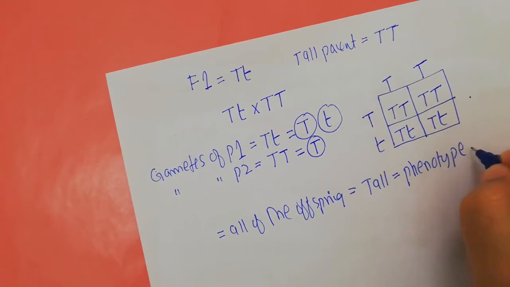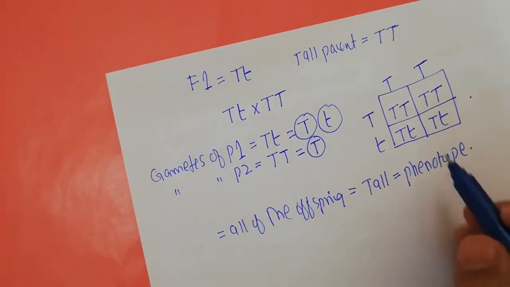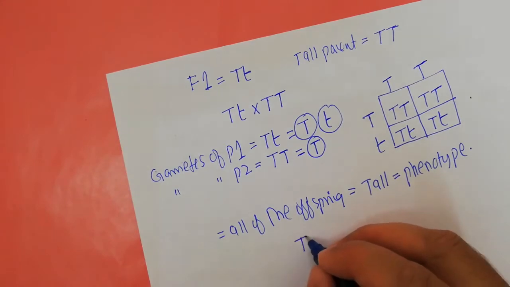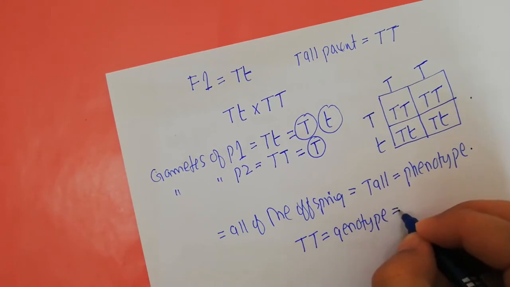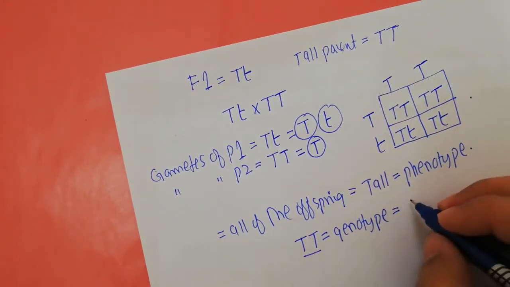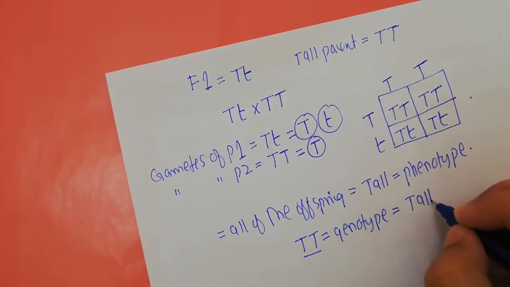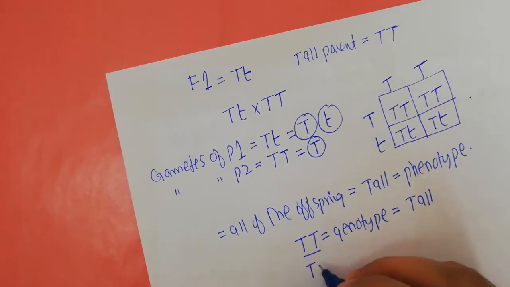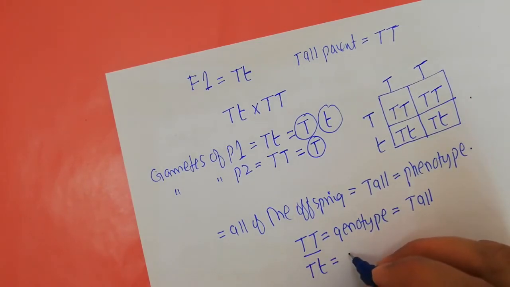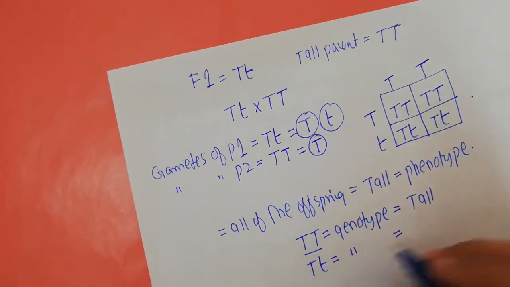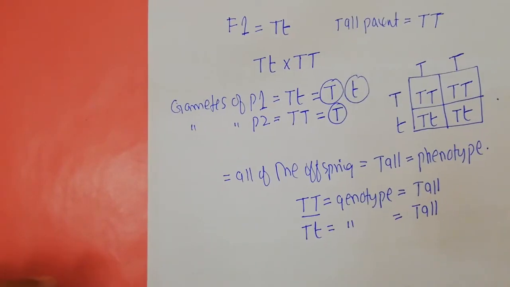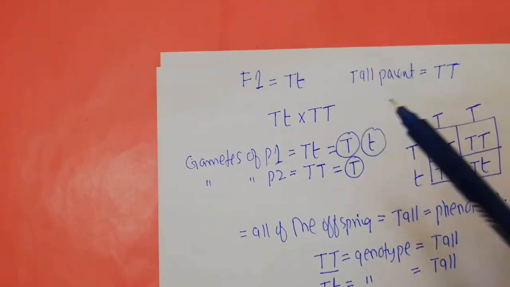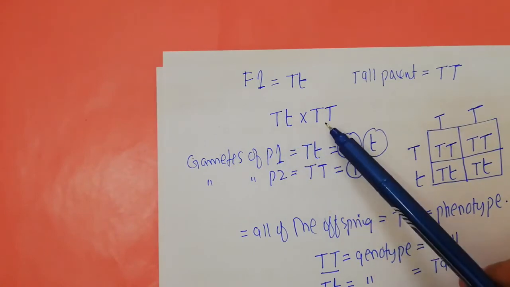But if you look at the genotypes, there will be 2 kinds of genotypes. One, the capital T and the capital T. This genotype will be homozygous tall, and of course the phenotype will be tall. If you talk about these 2, the capital T and the small t, this is the genotype, but this is heterozygous. And again, the phenotype will be tall, because the capital T is dominant over the small t. This is what you are going to get in the cross when you cross the F1 plant with its tall parent.